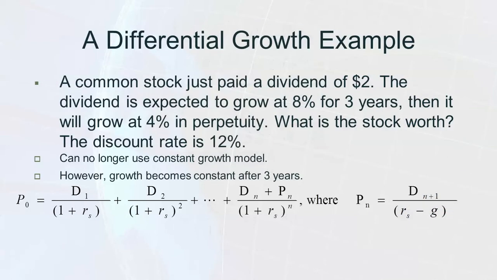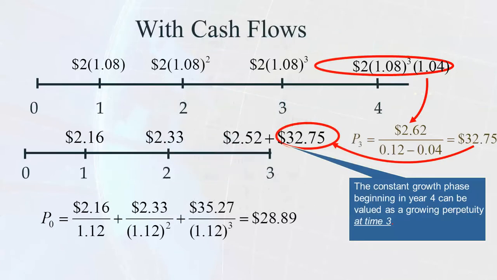Same example we are working here. So we have 8% for 3 years and then 4% forever. Your first dividend is $2, so at the end of the year your dividend 1 is going to be $2 times 1 plus G. Next dividend is going to be $2 times 1 plus G squared, and for the third dividend G is still the same, 8%. And after year 3 the dividend is constant, 4% forever.